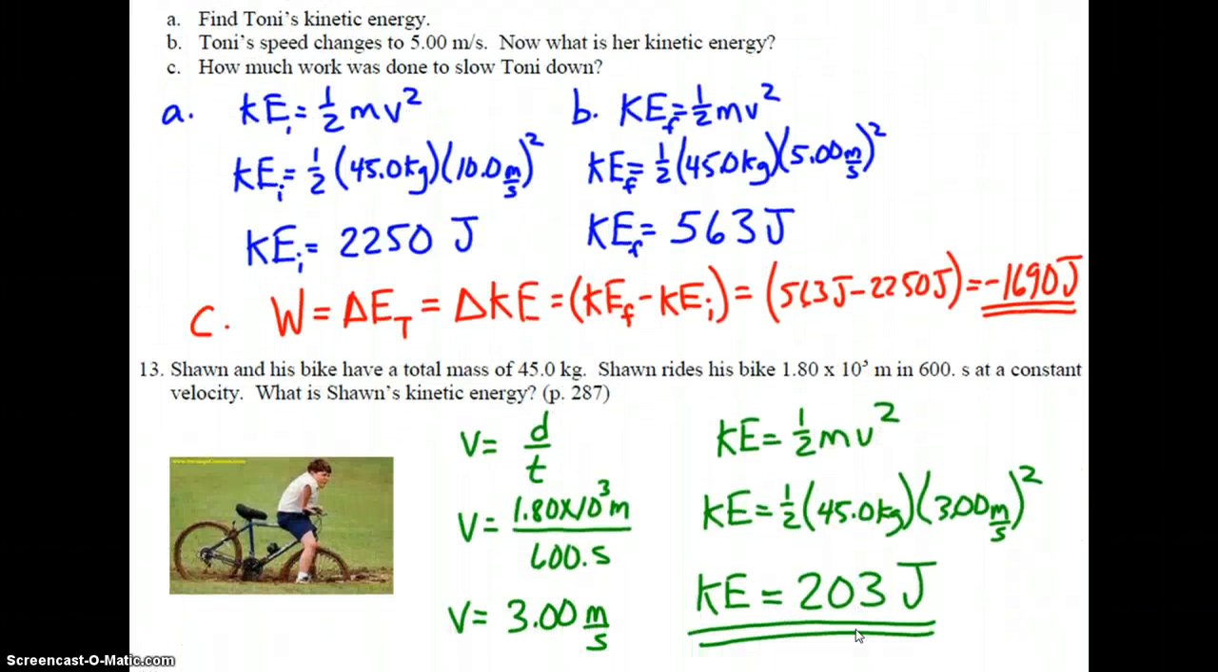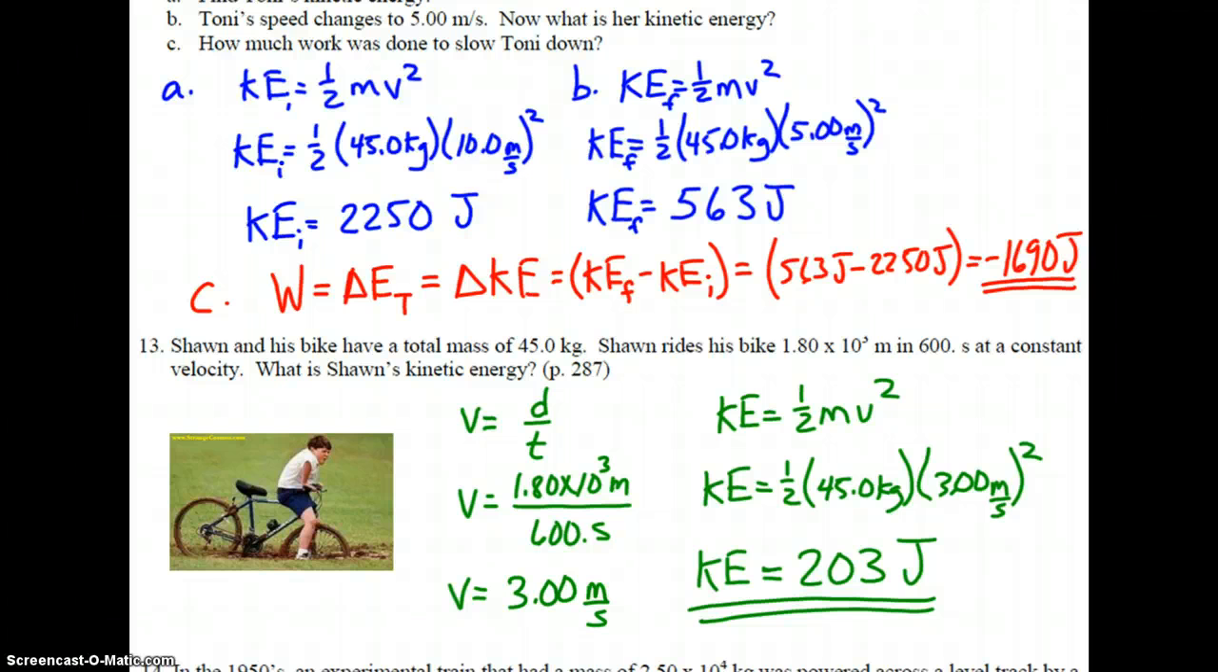Number 13. Sean and his bike have a total mass of 45 kilograms. Sean rides his bike 1.8 times 10 to the third meters in 600 seconds at a constant velocity. What is Sean's kinetic energy? Well, in order to calculate Sean's kinetic energy, we have to know his mass and his velocity. What's missing is how fast he's going, but they give us enough information to find that out. So we start by calculating Sean's speed.